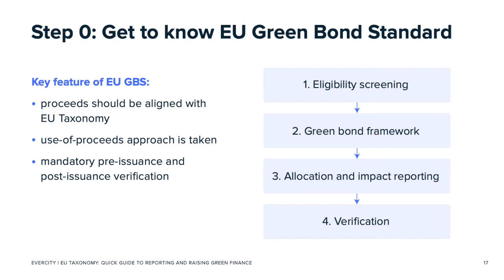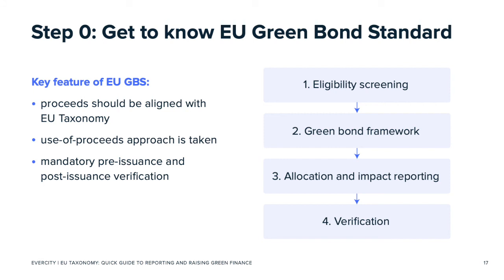Then there is allocation and impact reporting. Allocation is about how much finance was allocated to each project. So you have a project portfolio. Usually the bonds are use of proceeds. The EU Green Bond Standard also takes a use of proceeds approach, which means that you finance some specific set of projects. An alternative would be a general purpose bond, which means that you finance the overall company without breaking it down to specific projects, but it's more common in the case of sustainability-linked bonds, when you have to meet certain KPIs. So for green bonds, the use of proceeds approach is still more common.